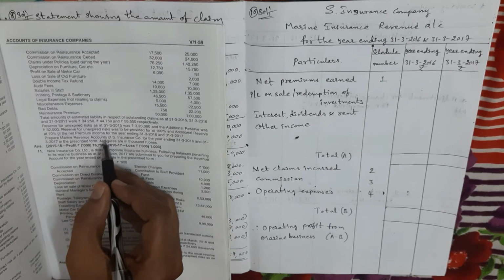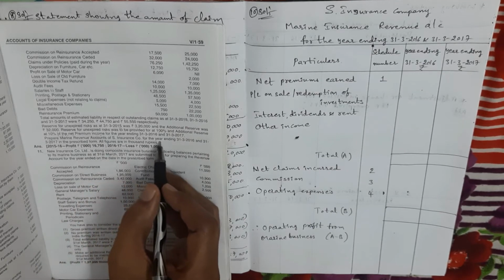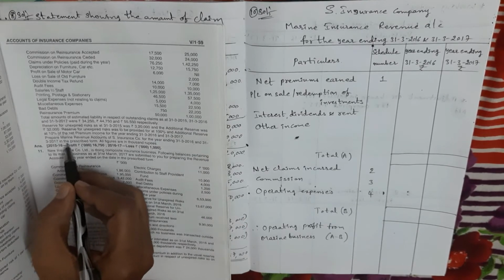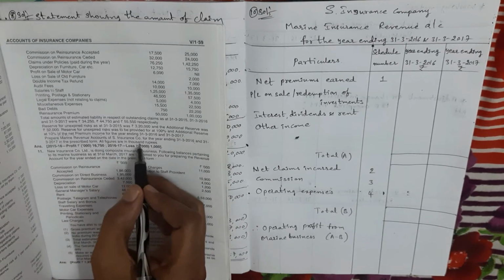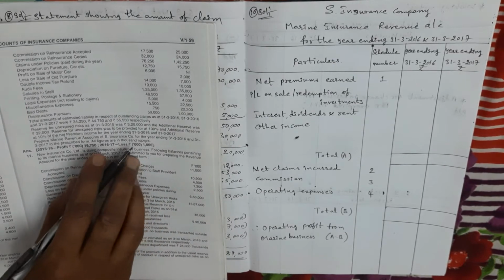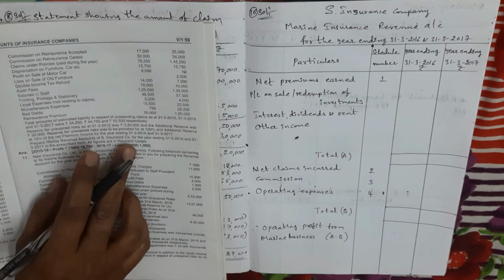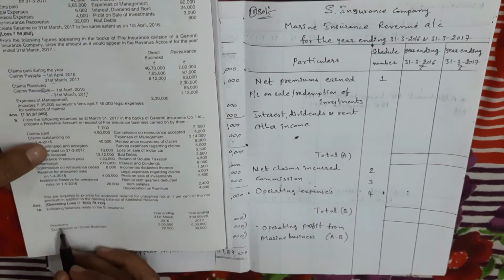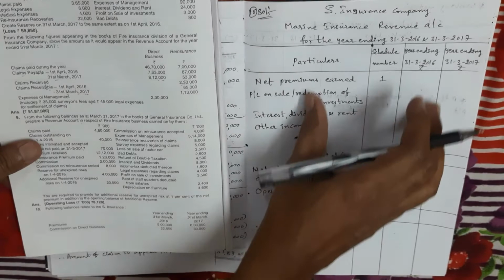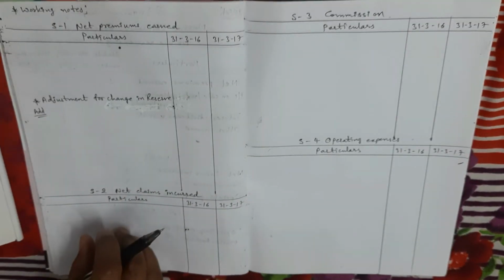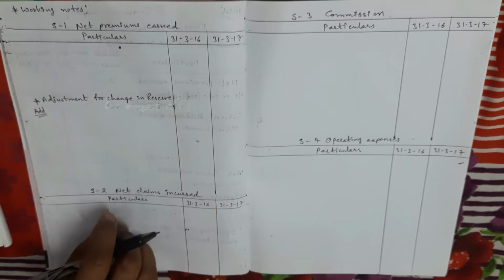Prepare the marine revenue account of S Insurance Company for the years ending 31st March 2016 and 31st March 2017. All figures are in 1000 rupees. This question is very important for 12 marks, so listen carefully. The first item is premium. I have already prepared the revenue account and all 4 schedules.